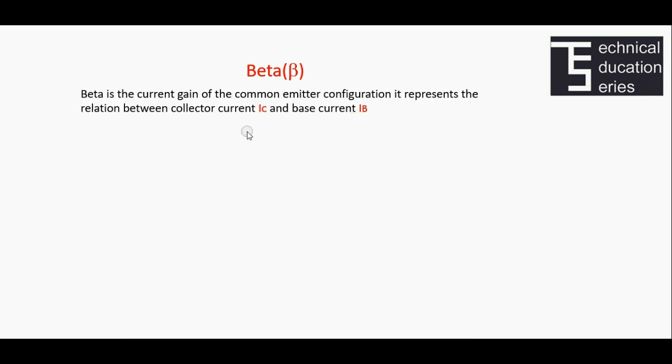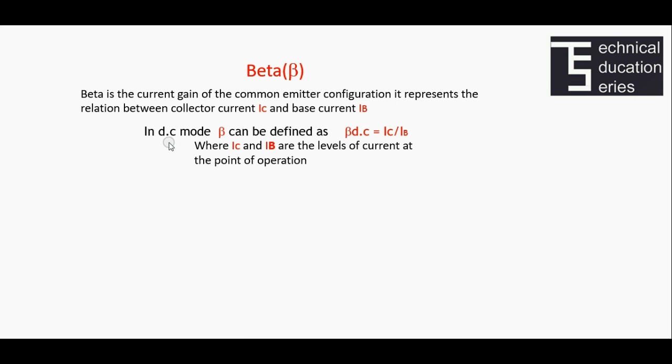See, what is beta? Beta is the current gain of the common emitter configuration, and it represents the relation between collector current IC and base current IB. In DC mode, beta can be defined as beta DC is equal to IC by IB, where IC and IB are the levels of current at the point of operation. And the typical values of beta will be between 20 and 400.